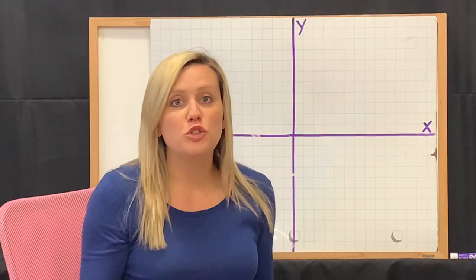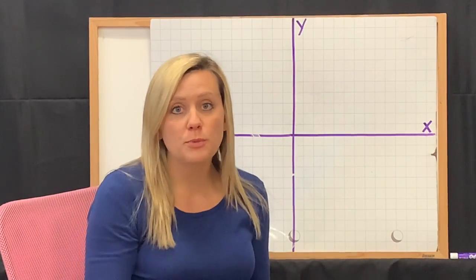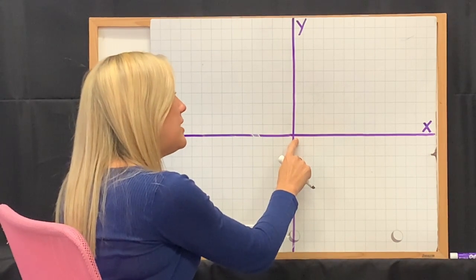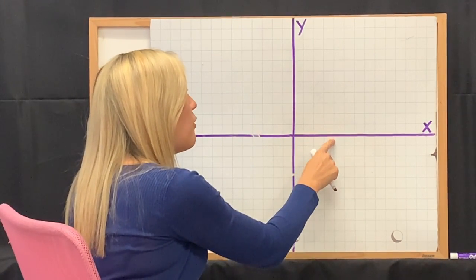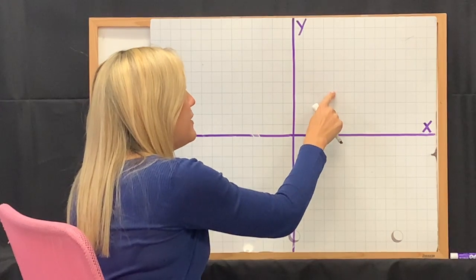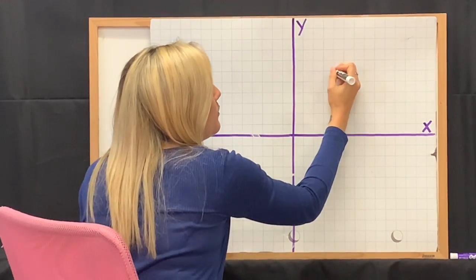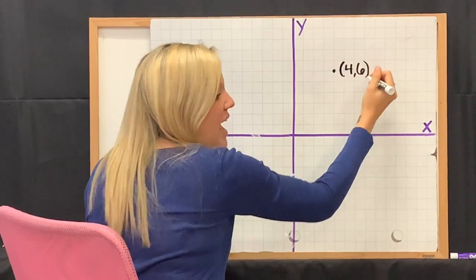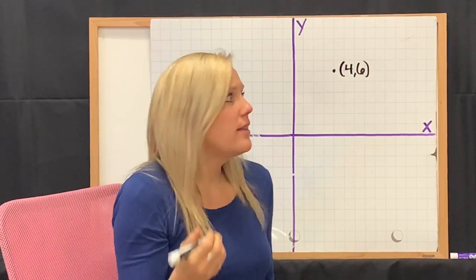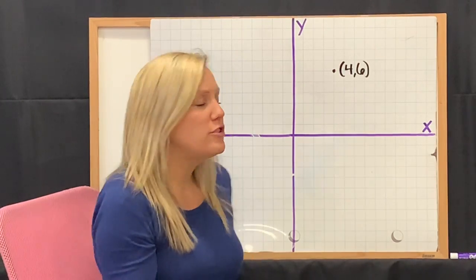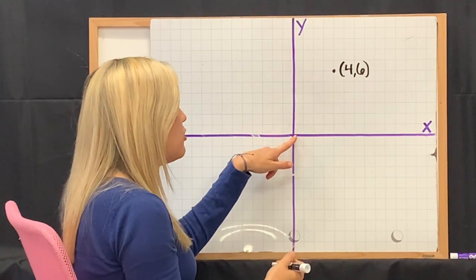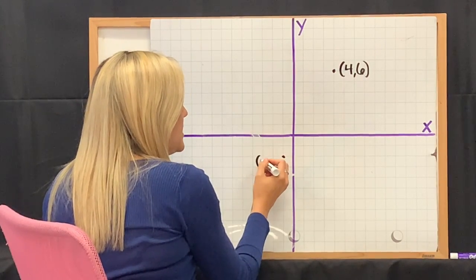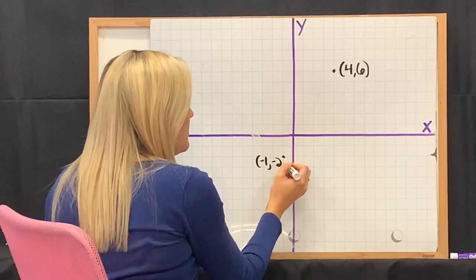Let's start off with two random points. Let's pretend our first point is 4, 6. So that means I would start at the origin and I'd go 1, 2, 3, 4, 1, 2, 3, 4, 5, 6, and I put a point here. So this is the point 4, 6. And then let's pretend I have the point like -1, -2. So I would again start at the origin, go left 1, down 2. So this is the point -1, -2.